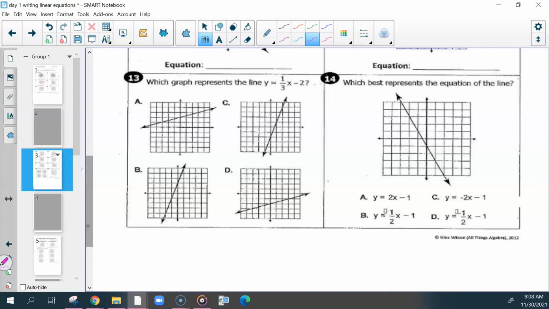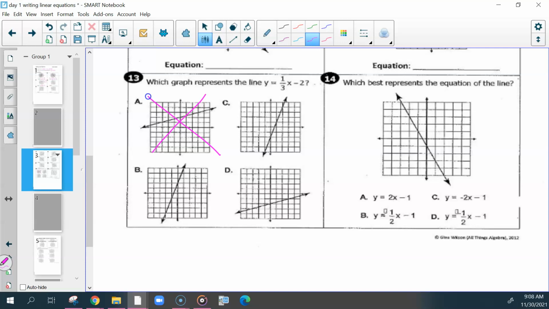So for 13, it's asking which of these graphs represents the line y equals 1/3 x minus 2. We can eliminate some of these by looking at the y-intercept. Which of these do not have a y-intercept of negative 2? A does not. Okay, and then we need a positive slope. All of these are positive. We need a slope of 1/3. Which of these do not have a slope of 1/3?